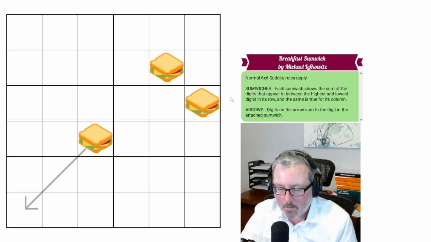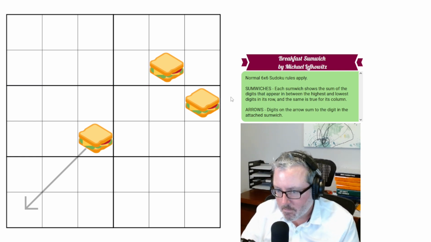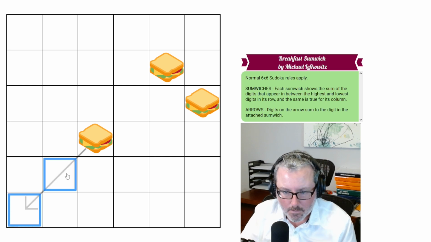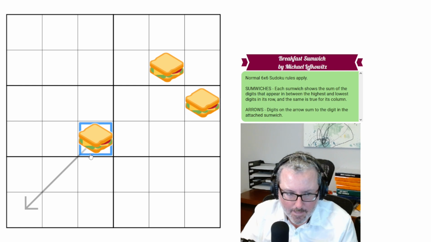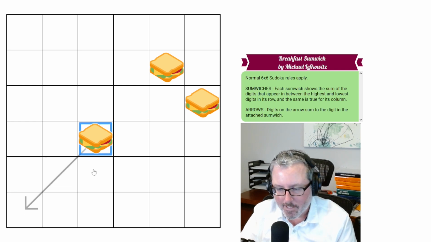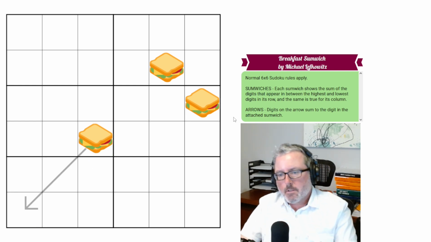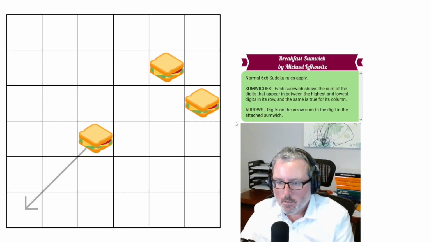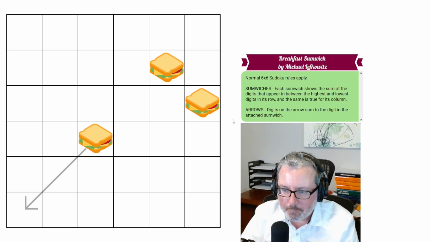And then the other rule set is arrows. So digits on the arrow, which are these guys here, sum to the digit in the attached sumwich, which is that guy. So add these together, you get that one. And those are the rules. So let's get started on this one and see where we get.